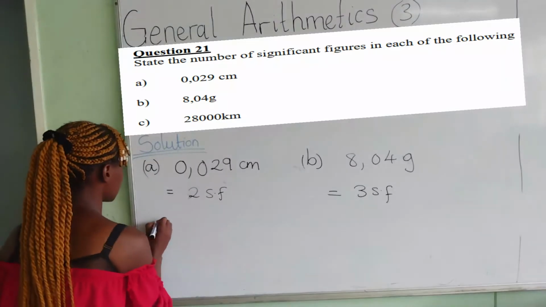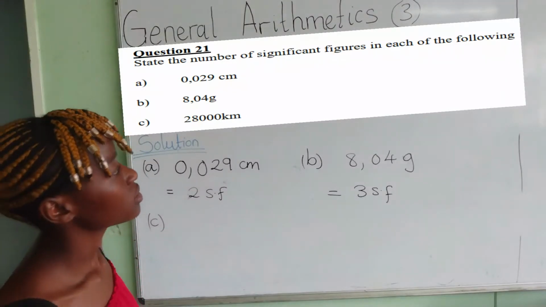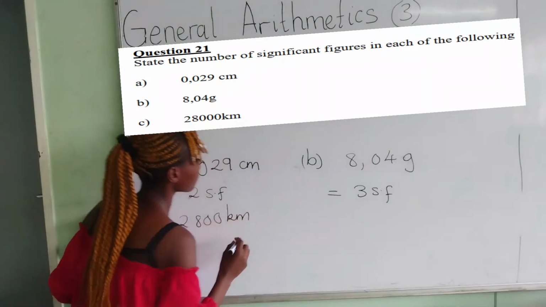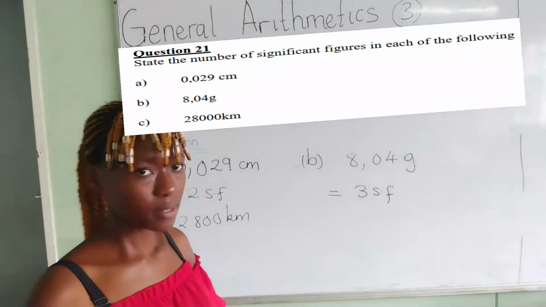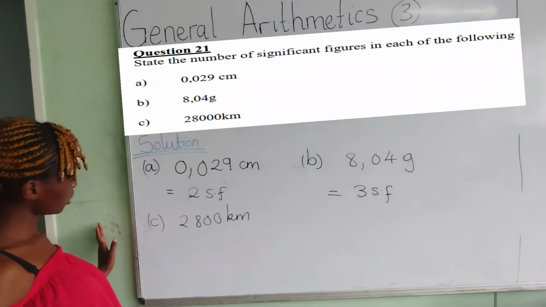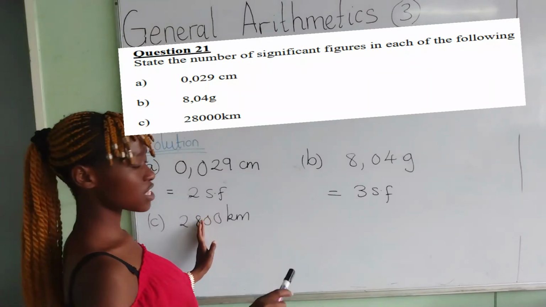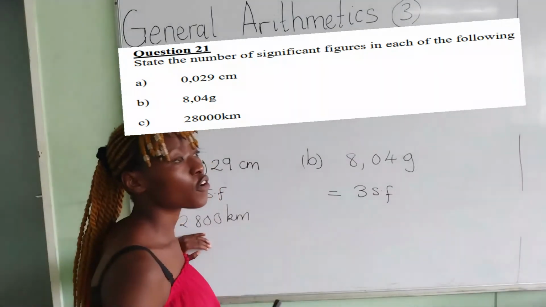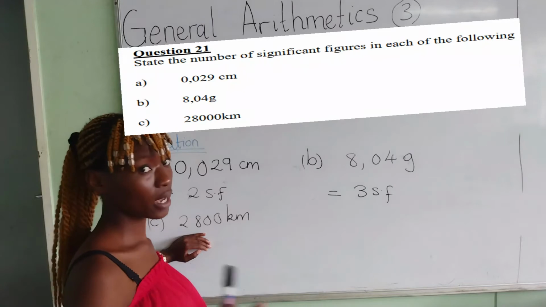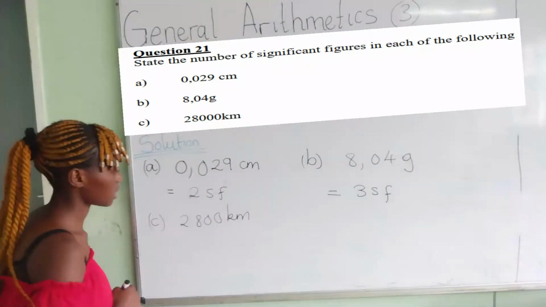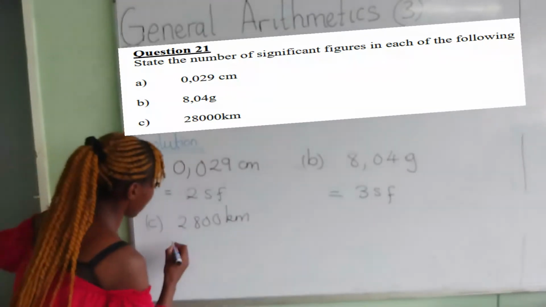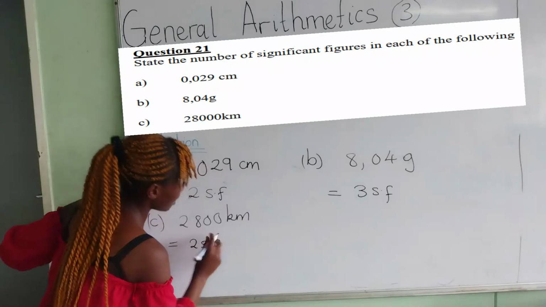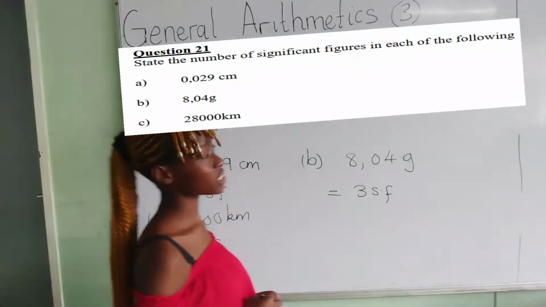Okay, so for our C, it's 2,800 kilometers. Here, as I've said, the zeros that will be after the significant figures are not counted. What do I mean by significant? I mean those numbers that are from 1 to 9. Okay? Those are the only numbers that I refer to as significant figures. Okay, so for this part it's 1, 2. The rest are not counted as significant figures.